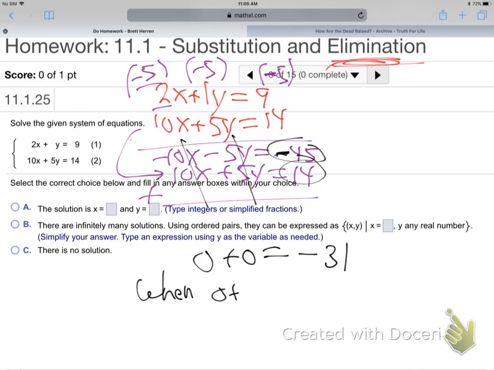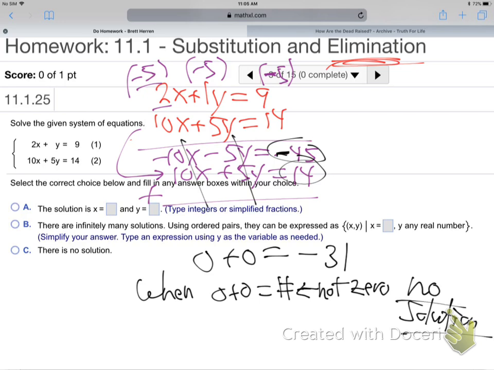When you get something like 0 plus 0 equals a number that's not 0, that means no solution. That means there's no x and y that can make both those equations true at the same time. There's no way it can happen. There's no x and y that make that happen.